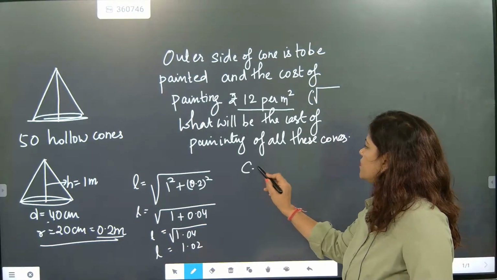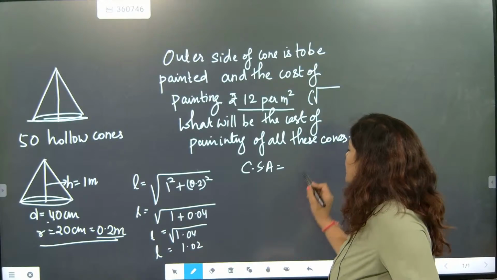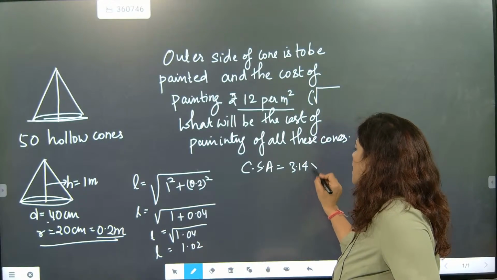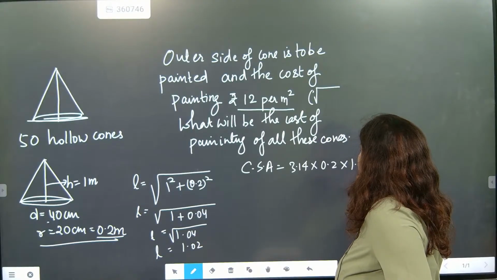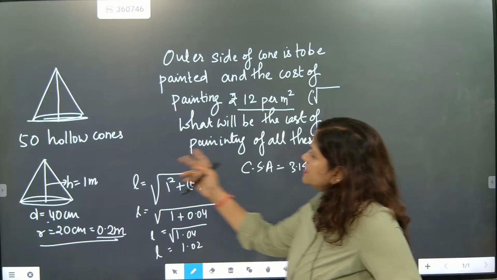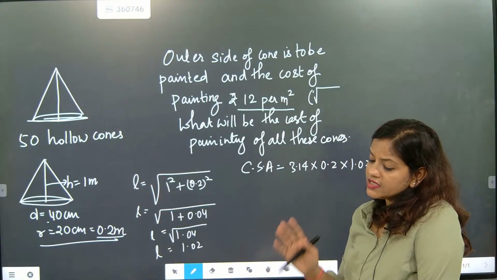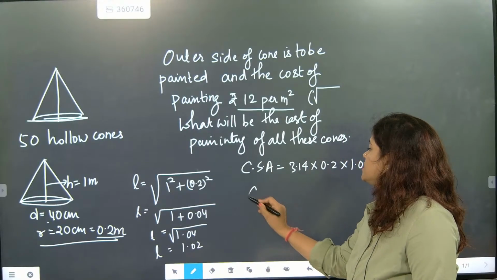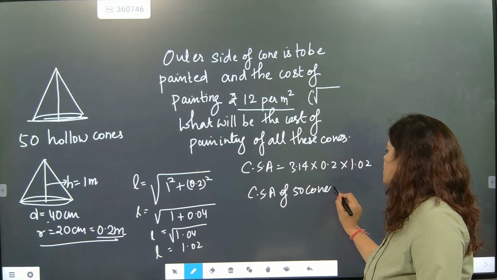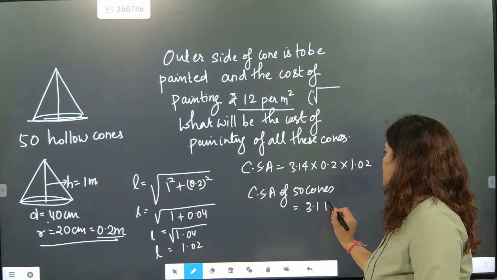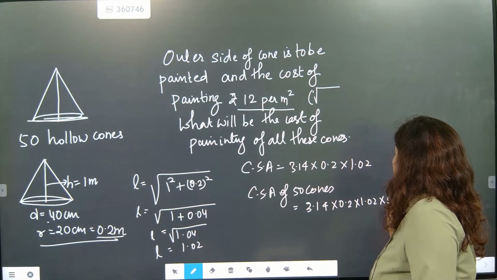So CSA is equal to pi r l. So pi will be what, taking? Here in pi taking they are telling 3.14. Radius is coming as 0.2 and slant height is coming as 1.02. So beta, this is CSA of one cone, but you have to find CSA of how many cones? You have to find CSA of 50 cones. So CSA of 50 cones will be equal to what? It will come 3.14 into 0.2 into 1.02 into 50.